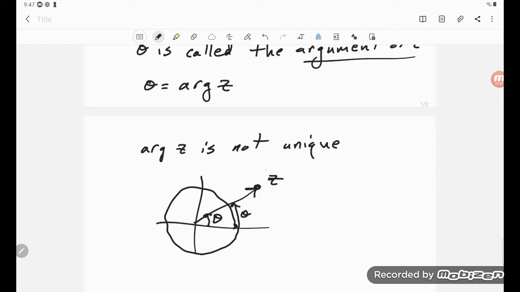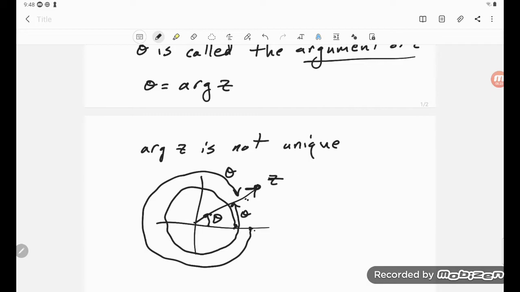Or for that matter, I can go the other direction and start down here, go all the way over there, and there's theta, and in that case, theta is negative. So there are lots of different values of theta that I can use. I don't think we're going to, in this course, be able to get to where we worry about what we'll call the principal argument and that sort of thing.